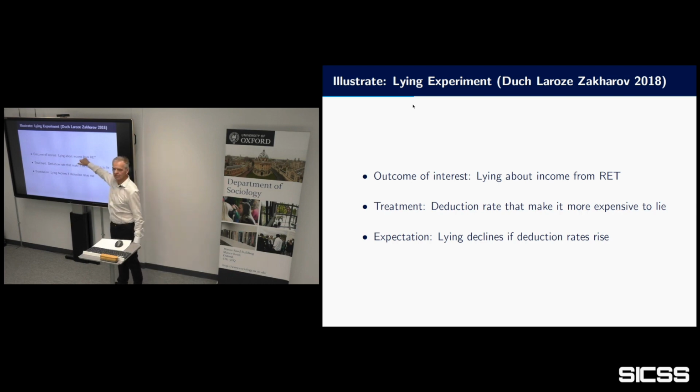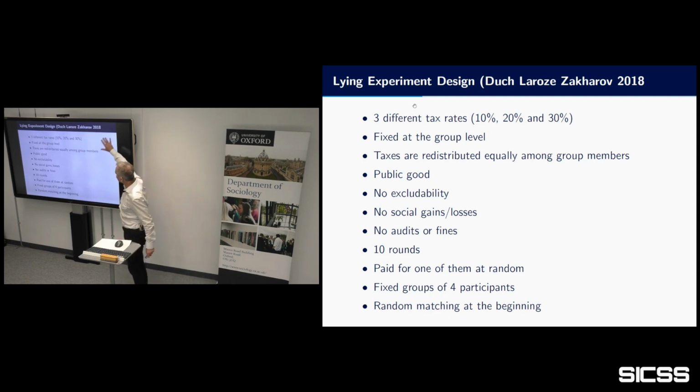Our interest really is how much lying occurs in these experiments. And the treatment in this experiment is a deduction rate. So the deduction rates vary, and the expectation is that the lying will decline as the deduction rates increase. So it's a pretty simple experiment. I'll give you the details of the actual design. So people come into this experiment and there are three different tax rates, either 10%, 20%, or 30%. Tax rates or deduction rates.